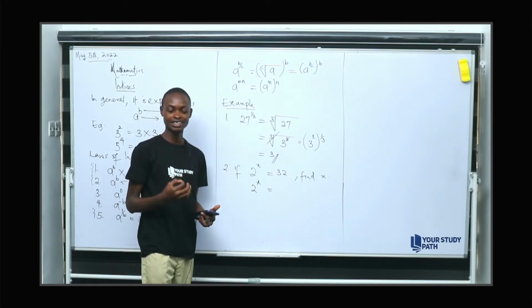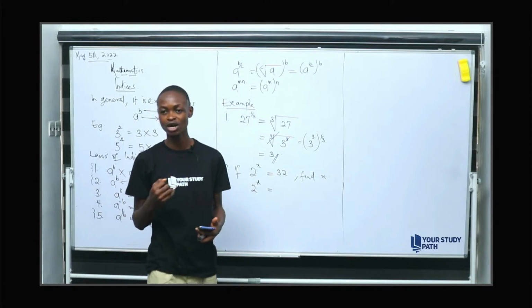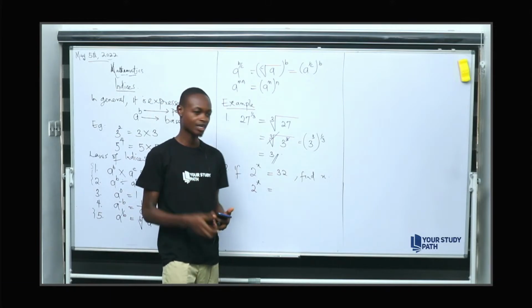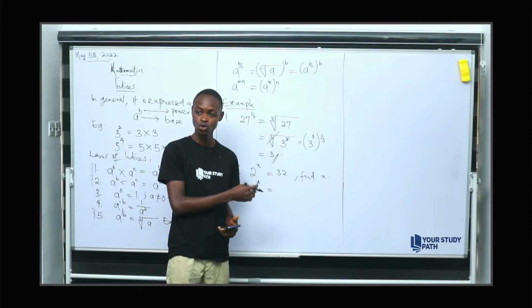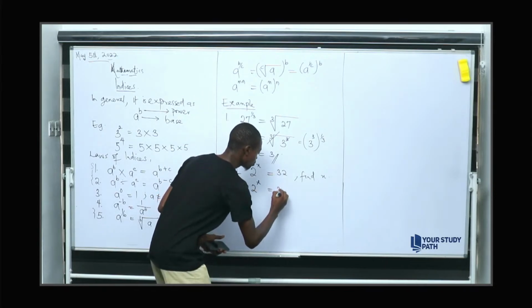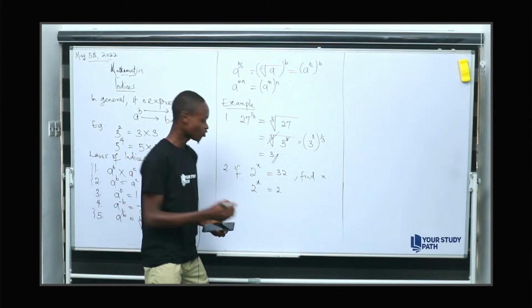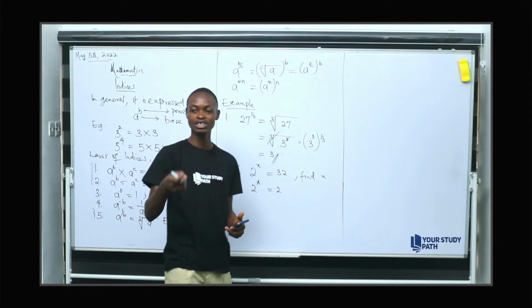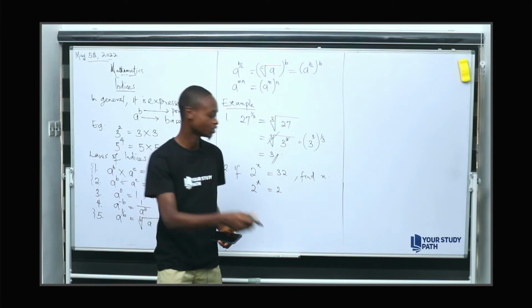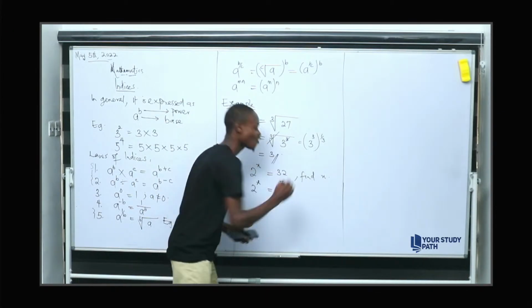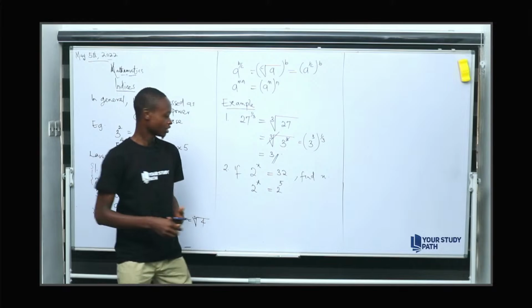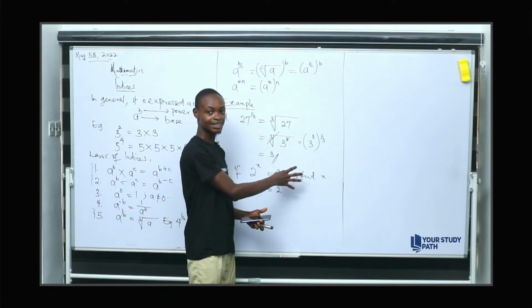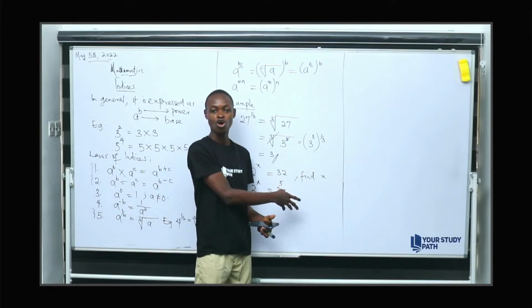Now, this right-hand side is a big value, so we should be looking at ways in which we can simplify that big value. For 32, we could express it as 2 to the power of what? 2 times 2 is 4, times 2 again is 8, times 2 is 16, times 2 is 32. So you have this as 2 raised to the power of 5. So we have expressed the right-hand side as a power of 2.